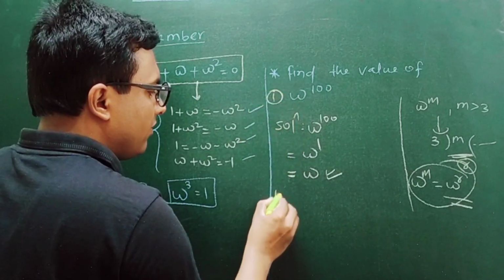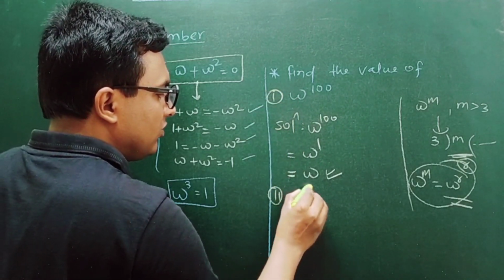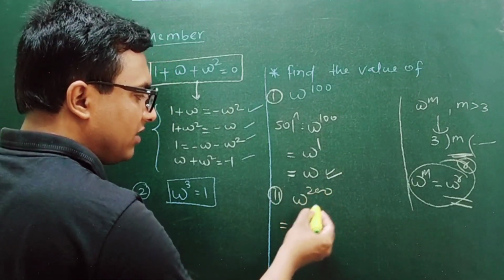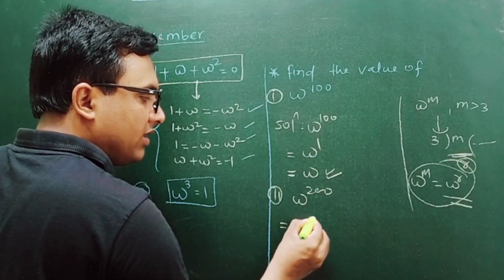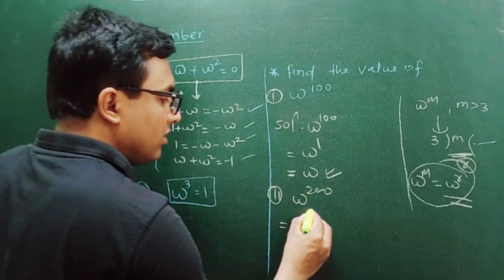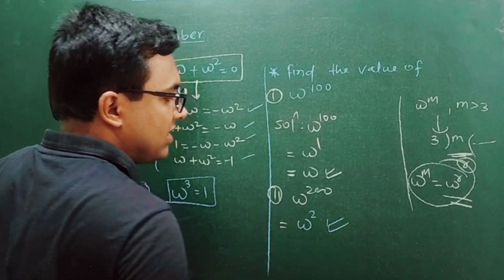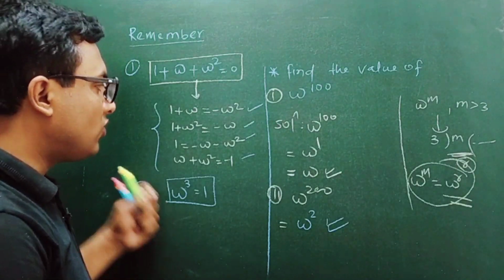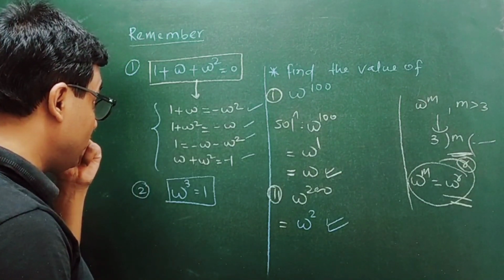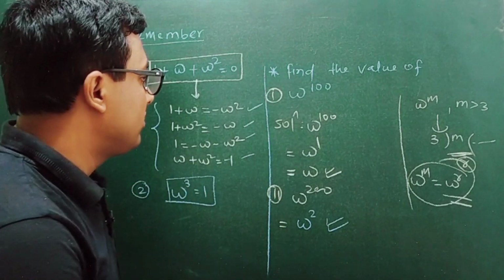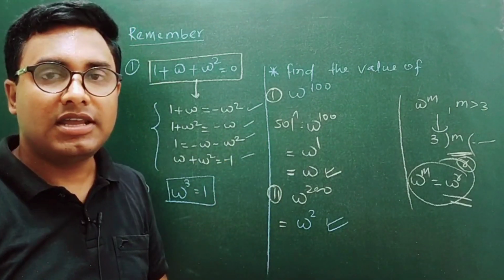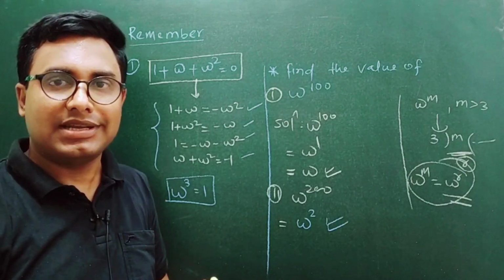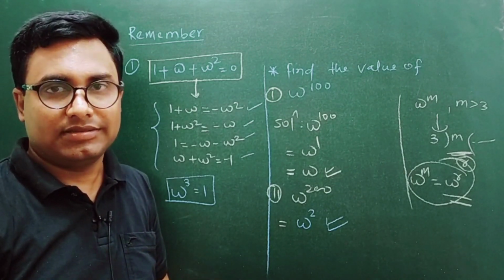Find the value of omega to the power 200. Divide 200 by 3, we get the remainder 2. So this is equal to omega square. Right? Clear? So if you revise this topic and remember these results, you can solve many problems in examinations.